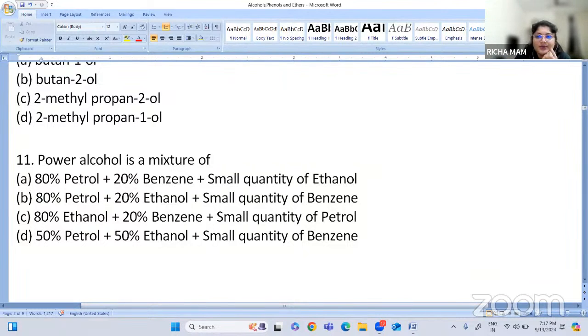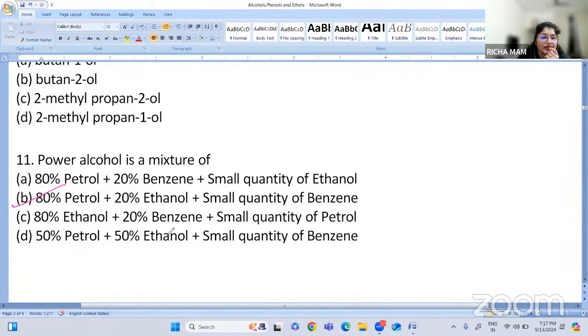So remember what power alcohol is. Power alcohol is a mixture of 80% petrol, 20% ethanol, and a small quantity of benzene. Please note it down.